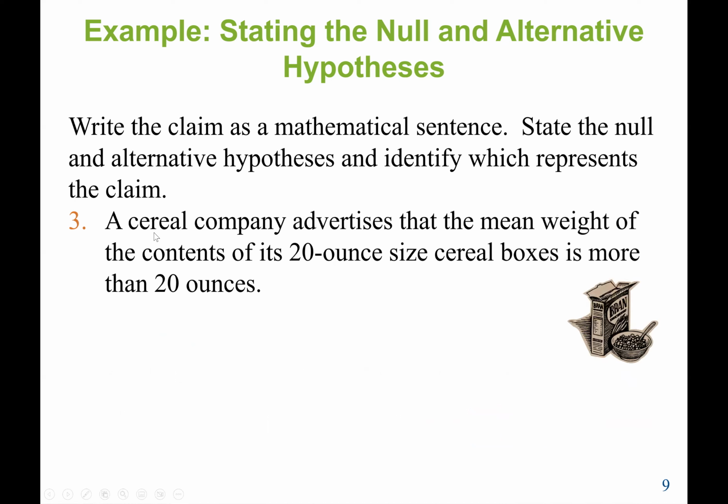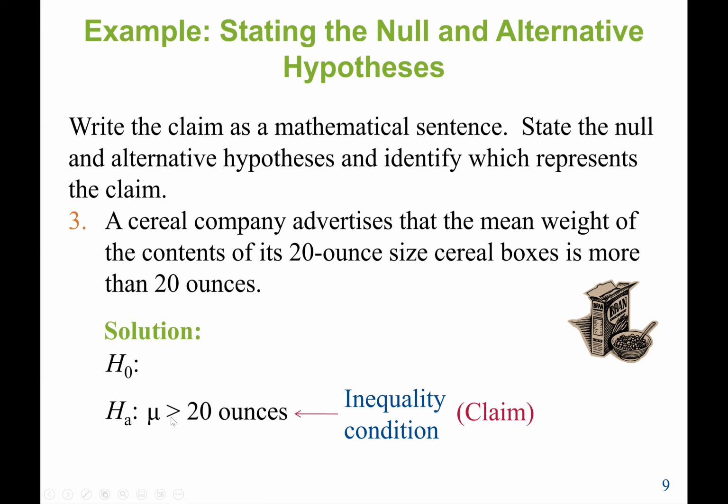Now, another example. A cereal company advertises that the mean weight of the contents of its 20-ounce size cereal boxes is more than 20 ounces. So it's more than 20 ounces. That will be, again, the HA: mu is greater than 20 ounces. So it means the HO will be mu less than or equal to 20 ounces.